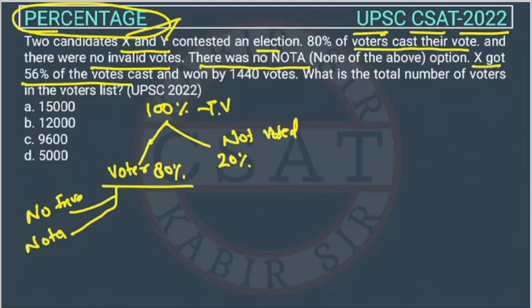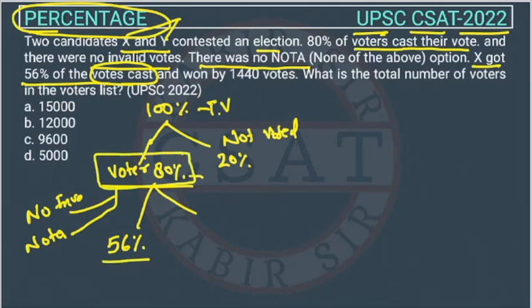Now X got 56% of the votes cast. So how many is X getting? Out of these 80%, right, 56% of total votes cast, right? So this 56% is now assuming the votes cast as 100, right? Because how many votes are cast? This 80%, right? So this is 56% of votes cast, right? So the other person will get how many? It will get 44%, 100 minus 56%, right?